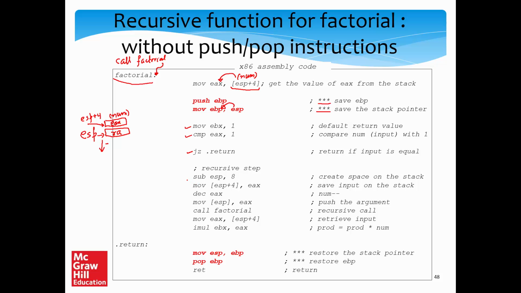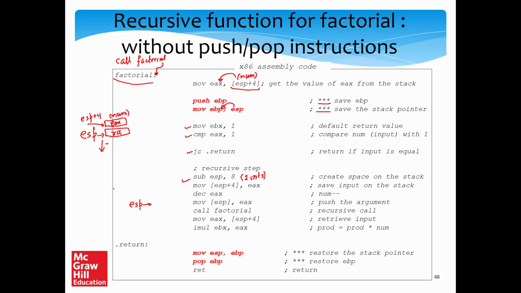In the recursive step, what I do is I create some space on the stack. So I subtract 8 from ESP, which gives me space to put in several things, put in 2 integers. So at ESP plus 4, what I do is I put in the value of EAX, which is the number. Then I decrement EAX. And at ESP, which is essentially, so let me consider if this is the stack pointer, what I do.